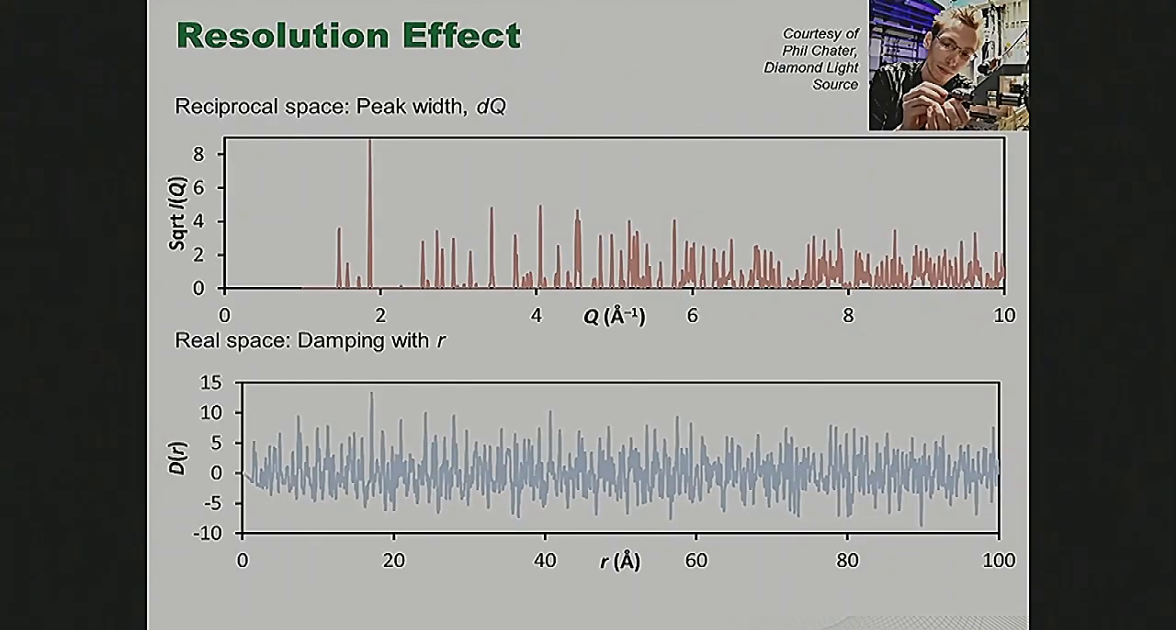Okay, so the next two animated slides are ones borrowed from my colleague Phil Chater at the Diamond Light Source in the UK. It's a very nice visualization of this. So the reciprocal space, or the peak width, the Q resolution effect, ends up determining the dampening function in real space. So when you have nice high Q resolution, like you see here, you get a PDF that extends out to high R. And don't worry that this is called D of R and not G of R. When you cross the ocean, you have to change what you call the function.